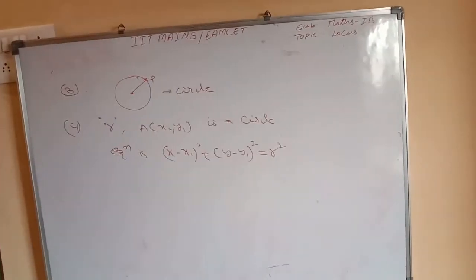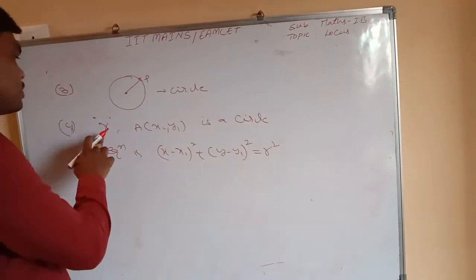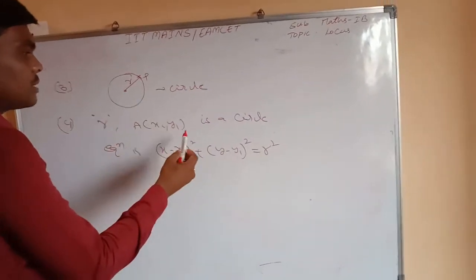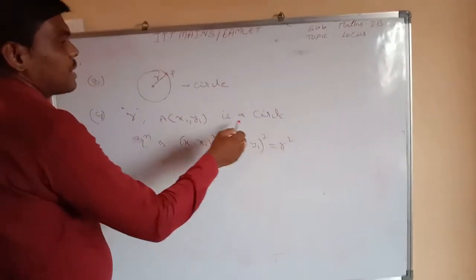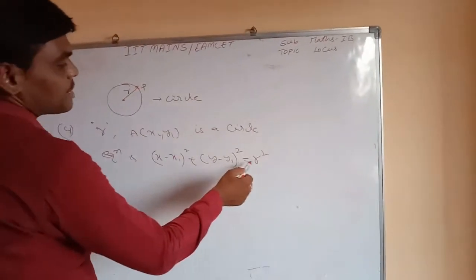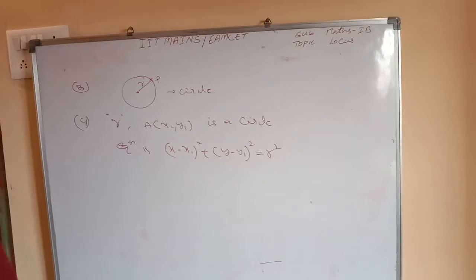Now I repeat, the locus of a point which is at a distance of r units from a point A(x1, y1) is a circle, and whose equation is (x minus x1) whole square plus (y minus y1) whole square is equal to r square.